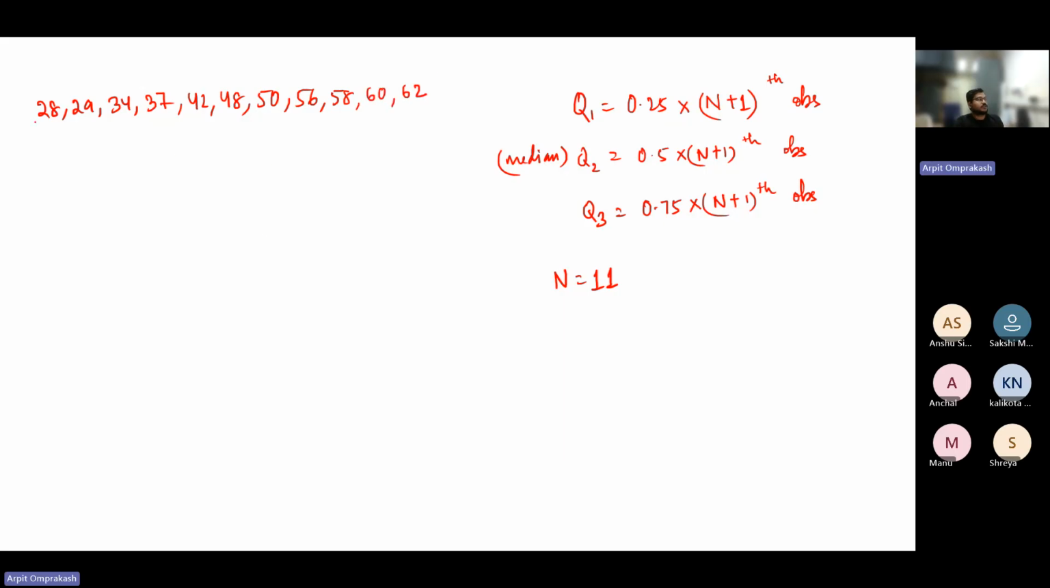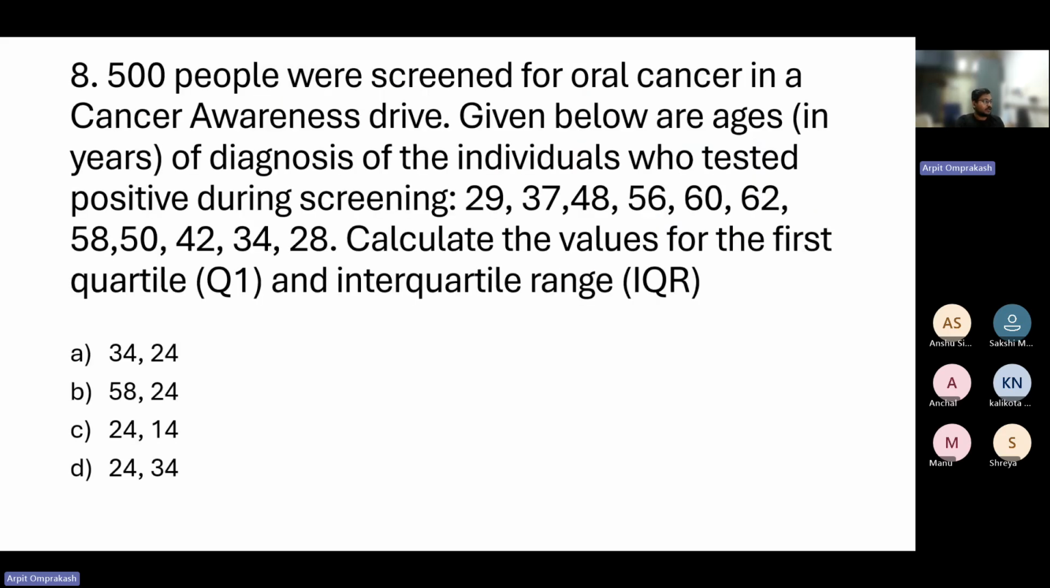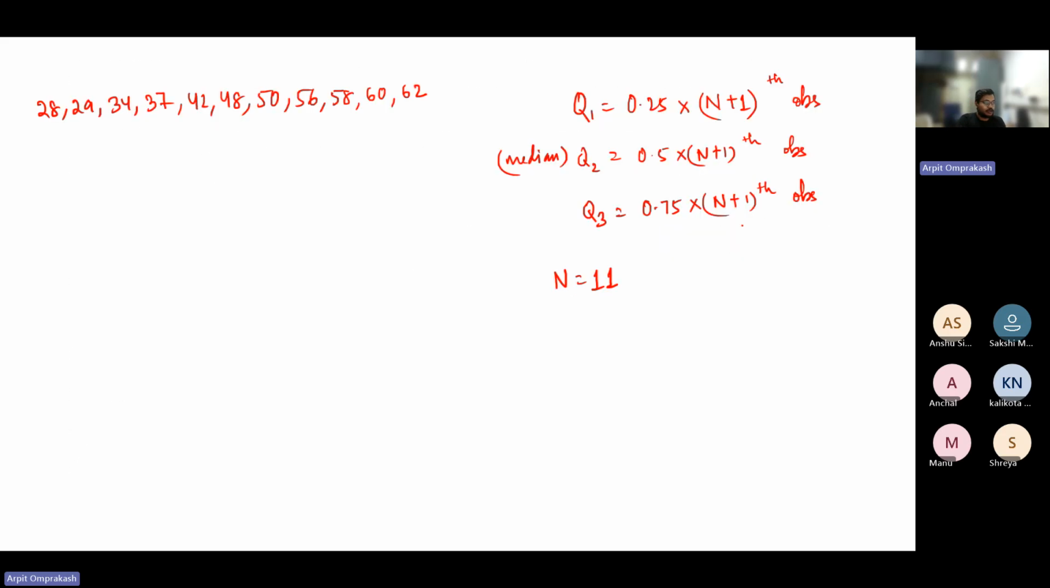Right. So once we have sorted the data, arranged it in ascending order, we are asked to calculate Q1 and the interquartile range. The interquartile range IQR is given as Q3 minus Q1. So we need to calculate all three: Q3, Q1, and IQR.